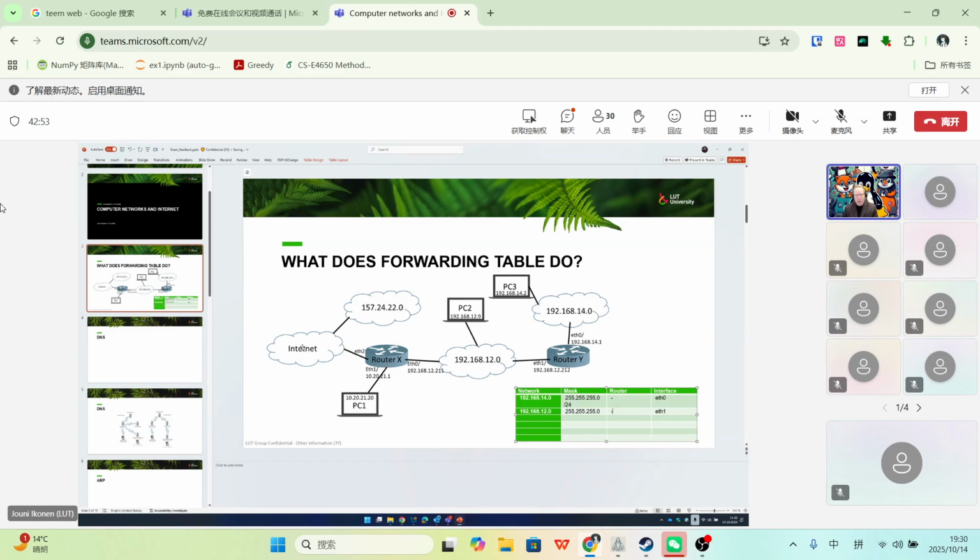Okay, if we want to access the internet, typically we have a default route. When we are sending a data packet, we are going through the forwarding table. Does the destination match the networks or the computers in the forwarding table?